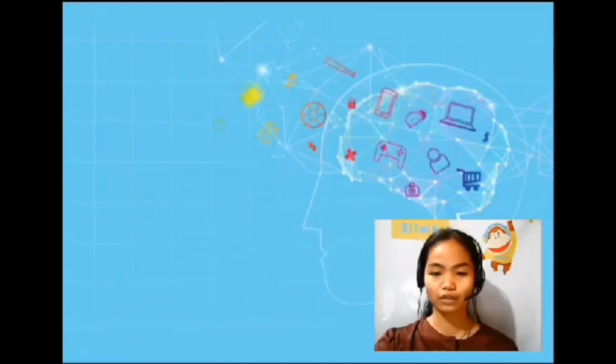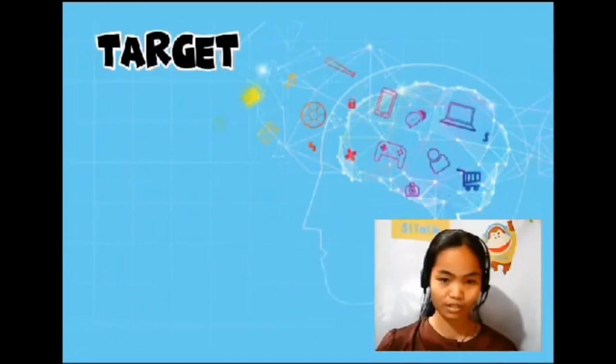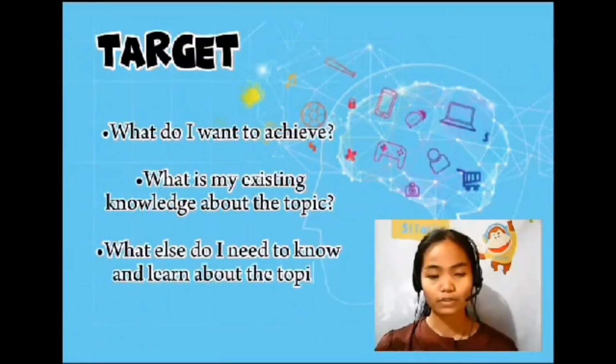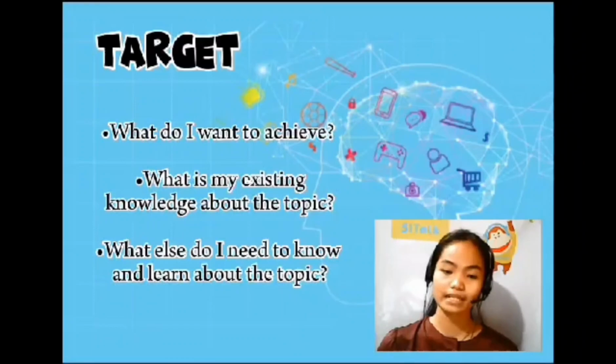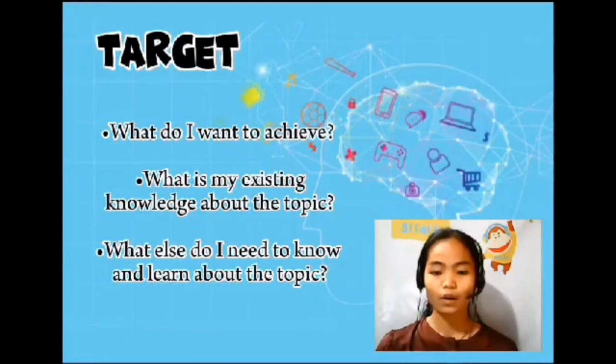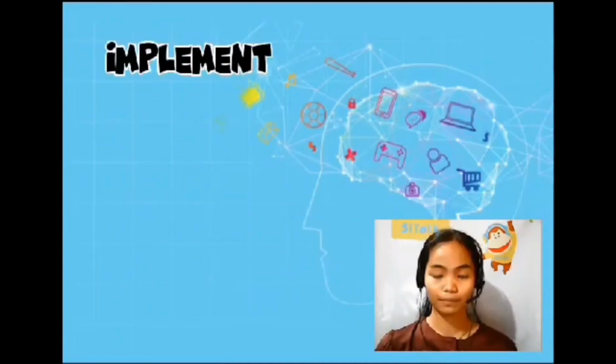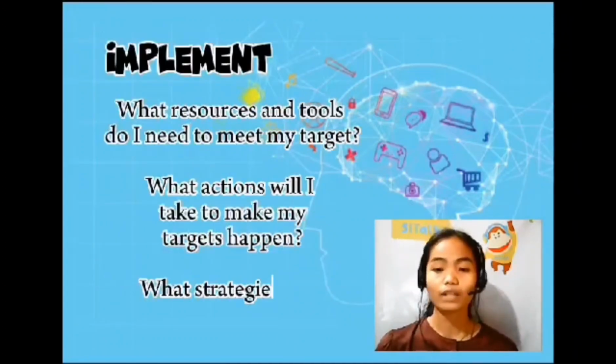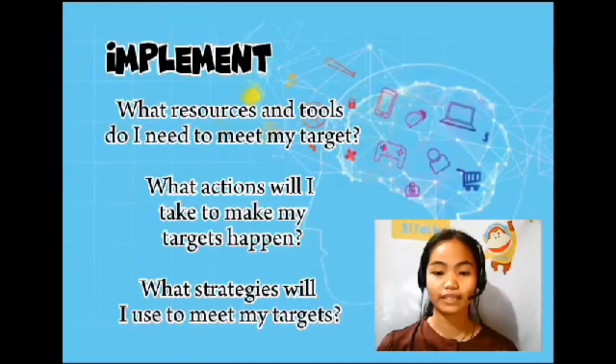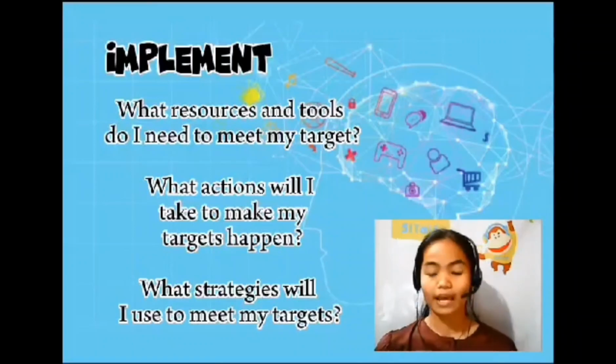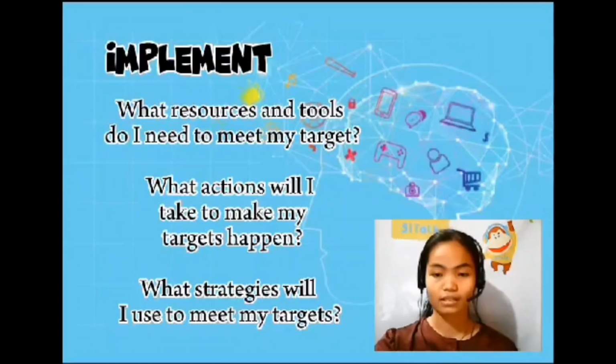So for our target, we have here some questions such as, what do I want to achieve? What is my existing knowledge about the topic? What else do I need to know and learn about the topic? So for the implement, we have here, what resources and tools do I need to meet my target? What actions will I take to make my targets happen? And what strategies will I use to meet my targets?